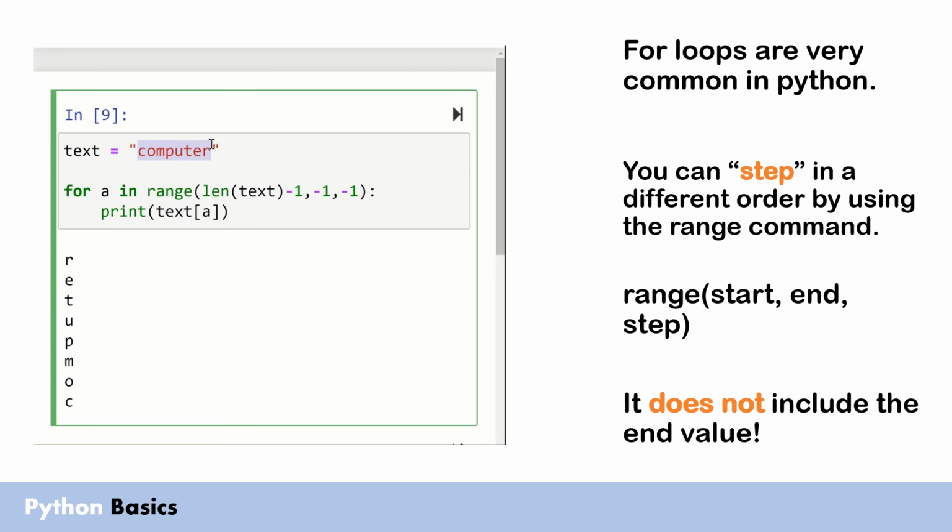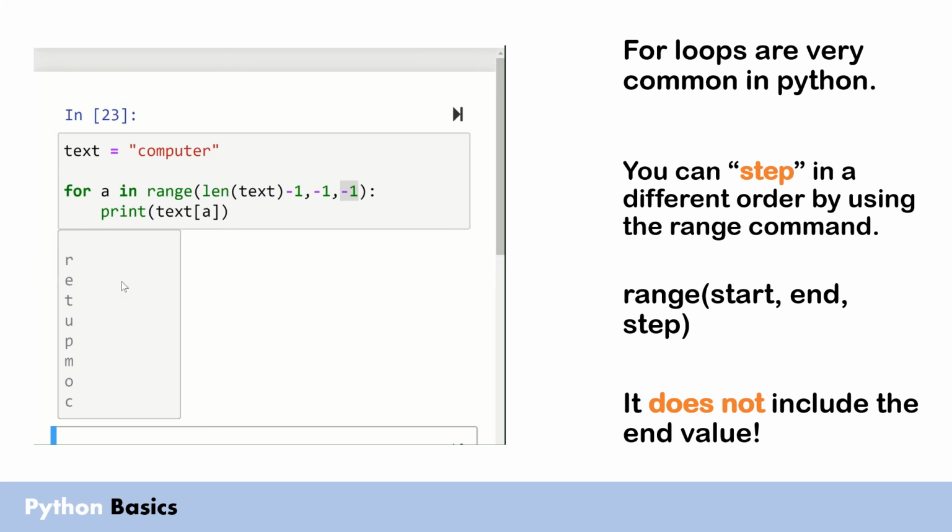Anyway, a starting point is the length of the string, -1, which is why I've got length of text -1, which gives me the index of this letter here. I then go to -1 because my last index is 0, but I have to go 1 more than that because it doesn't include it, which is why I've got -1 there. And I'm going backwards, which is why I've got -1 here as well, which gives me that.